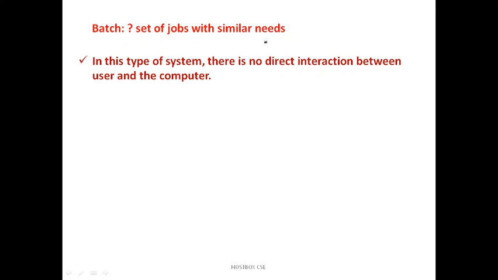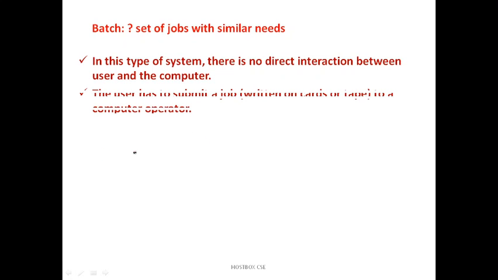From this, you have to know what a batch is. A batch means simply a set of jobs with similar needs. For example, batch 1 having 2 jobs, batch 3 having 4 jobs, batch 5 having 5 jobs and so on. Moreover, in this type of system, there is no direct interaction between the user and the computer. These are the drawbacks of the batch system also, because it was the starting point whenever operating system types were developed.